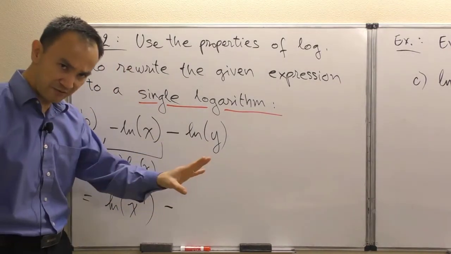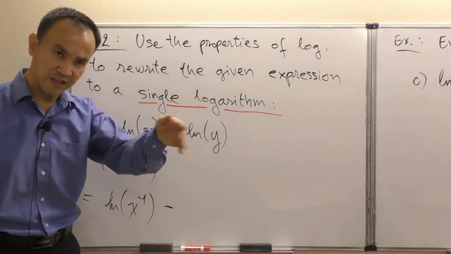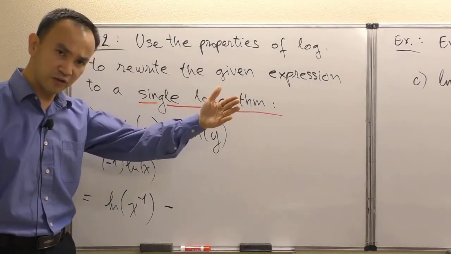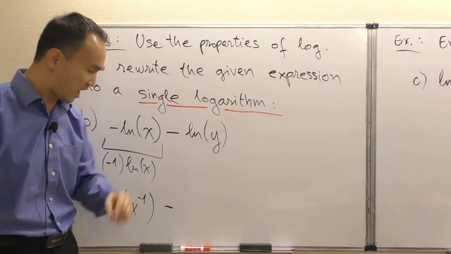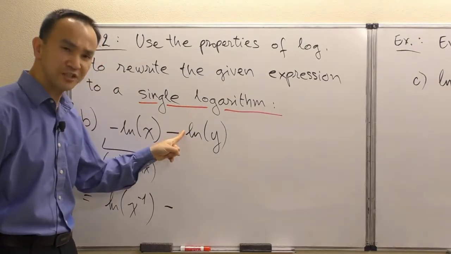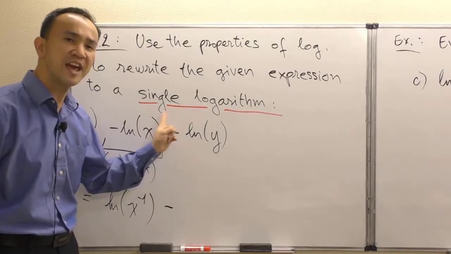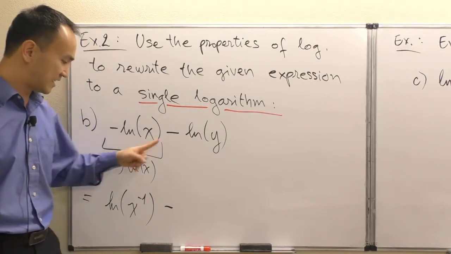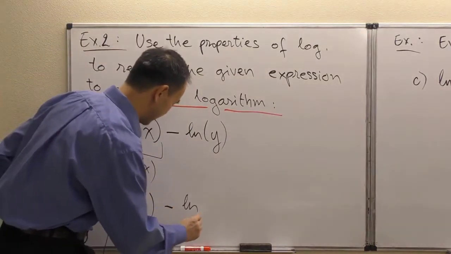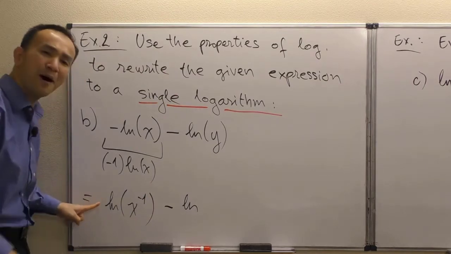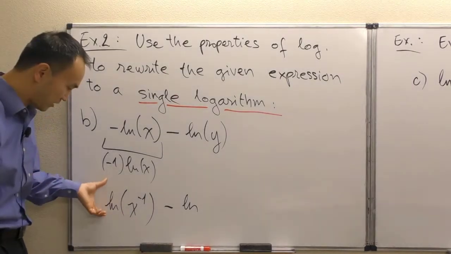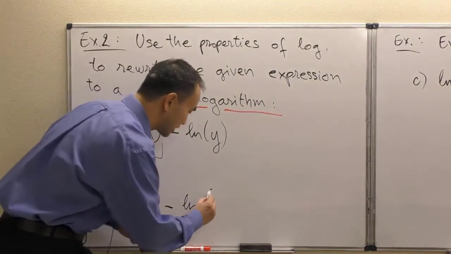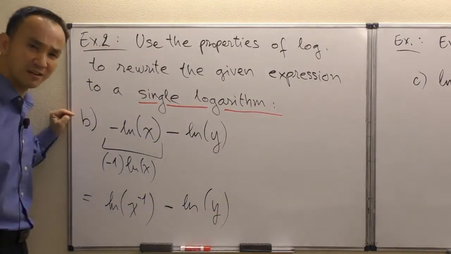For subtraction, we did have a rule for a difference becoming eventually a quotient inside a log. We don't necessarily have to see this as a coefficient of negative 1, even though you can too if you would like to. But now I can see this simply as one log term with a positive coefficient subtract another log term.